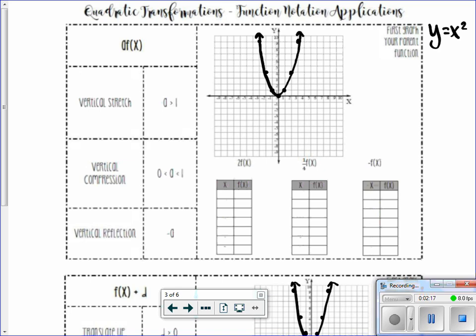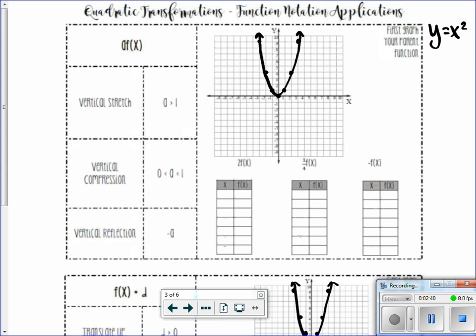Okay, so the function notation is still the same. If something is outside of f of x, is that a horizontal or a vertical change? Vertical. It is still the same thing. We are still looking at vertical stretches, vertical compressions, and vertical reflections. And guess what? It's still the same as linear. If it's greater than 1, outside the parentheses being multiplied, that's giving you a vertical stretch.